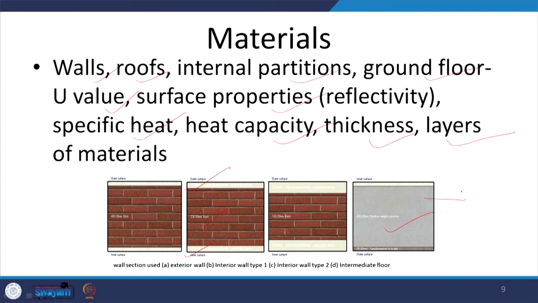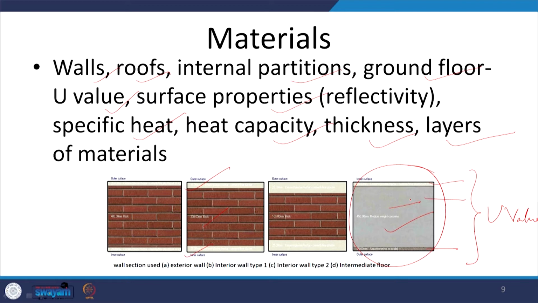So, the moment we select these different layers, the software automatically allows us to calculate the U value for this combination of materials, this composite including all the layers. If the material is available, suppose we want to add concrete, it is already there in the material library.